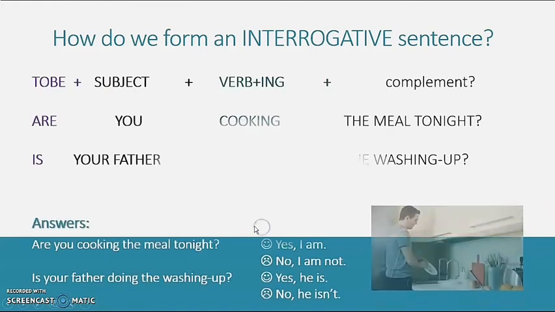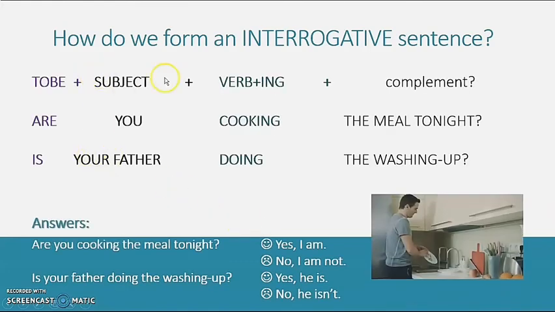Okay, how do we form the interrogative sentences? They usually start with a to be verb and then we have the subject. Remember the two inseparable friends, main verb plus ing, always in present continuous, and then of course the complement. So, are you cooking the meal tonight? Is your father doing the washing up?